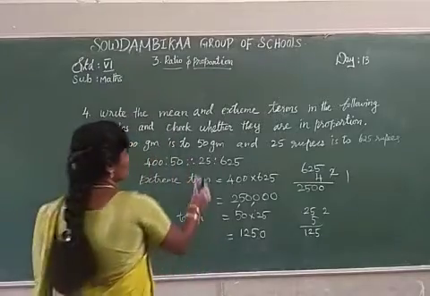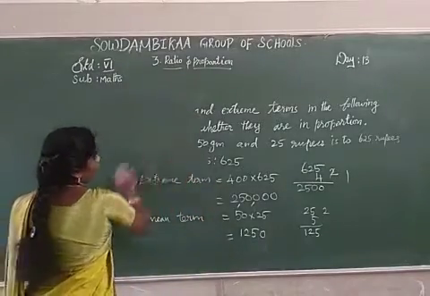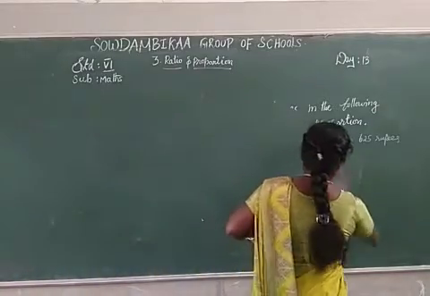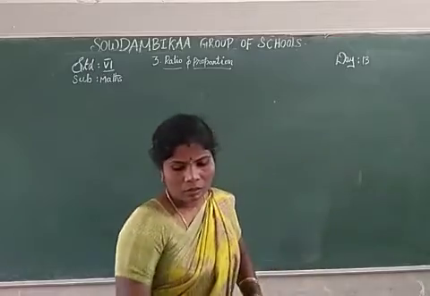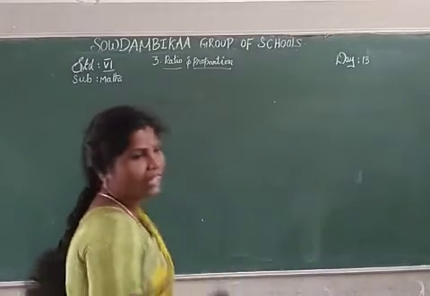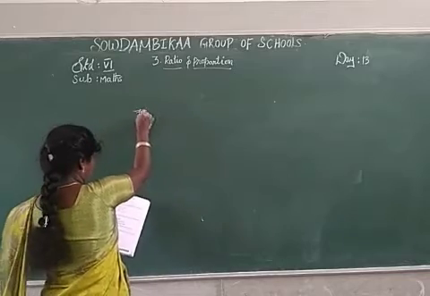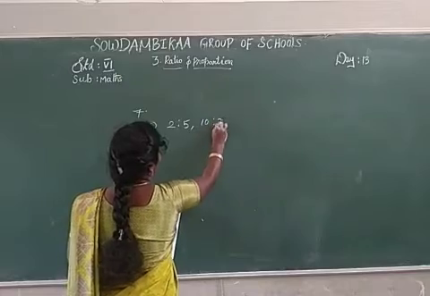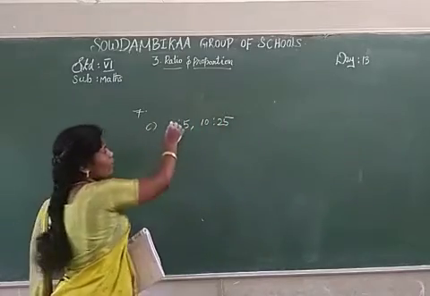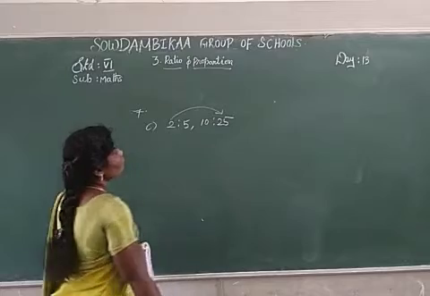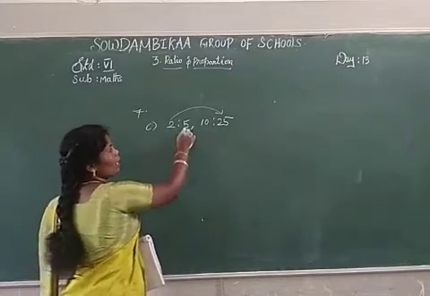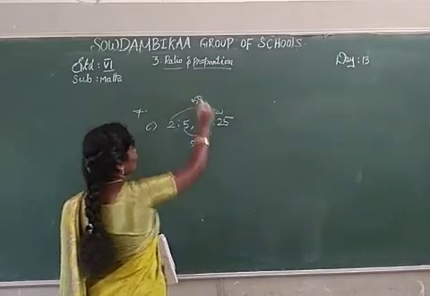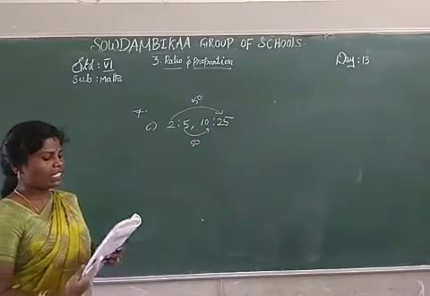Next, the objective type questions. Question 7: Which of the following ratios is a proportion? The answer is C: 2 is to 5, 10 is to 25. This is the only proportion because the product of extreme terms and the product of mean terms are equal. 2 25s are 50, 5 10s are 50. Otherwise it is not. So the answer is C.